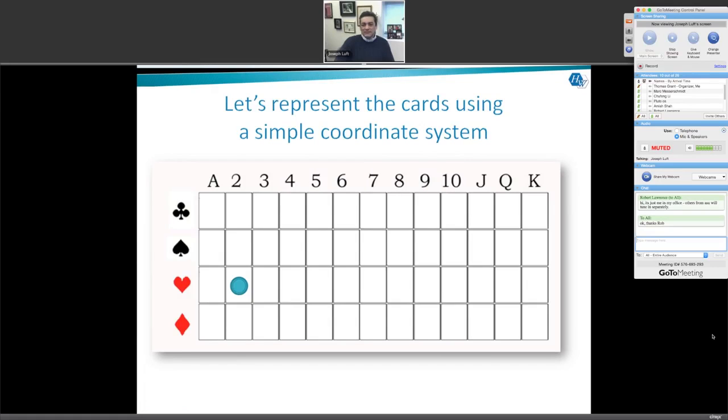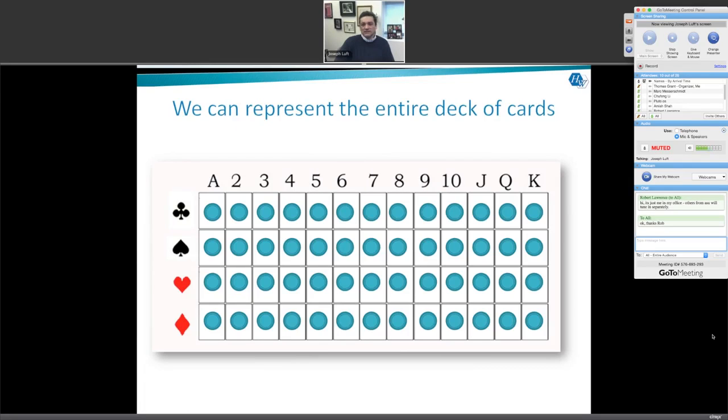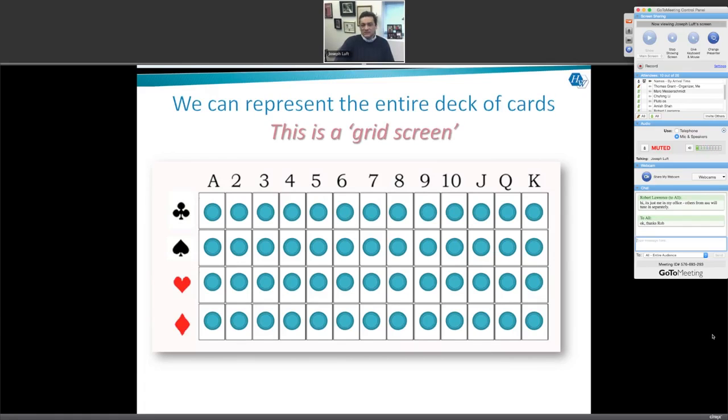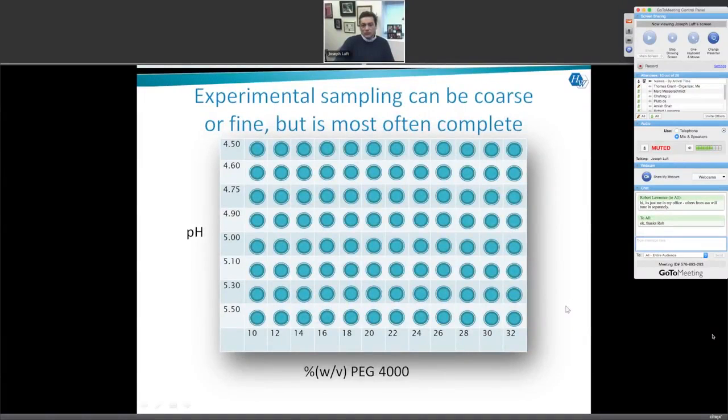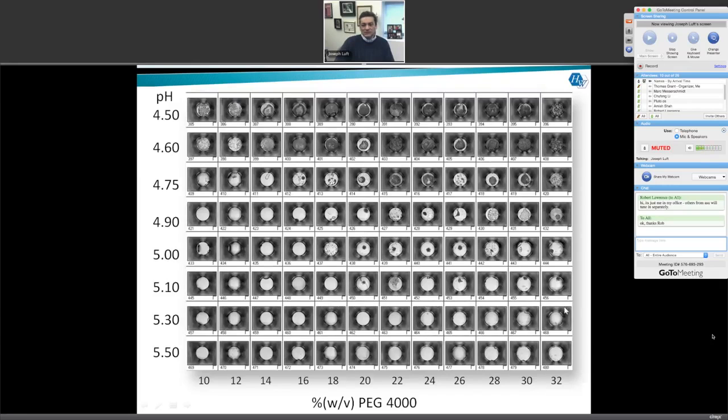So we can do the same thing with our crystallization chemicals, basically. We can represent the entire deck of cards using a grid system like this. This would be considered a grid screen for crystallization. And all it is is a very refined sampling of chemical space. So in this case, we're looking at a grid screen that goes from 10% to 32% PEG 4000, and we've got a range of pH values very finely sampled along the y-axis here. Okay. And we can populate that entire grid of experiments, and we can set up those experiments, and then we can see the outcomes, which is what you're seeing here.